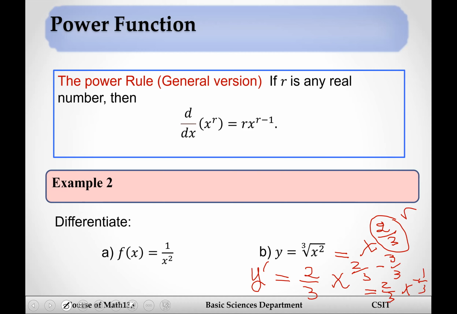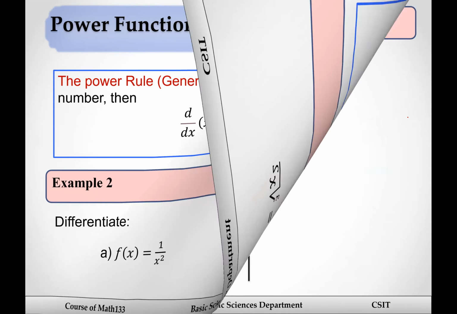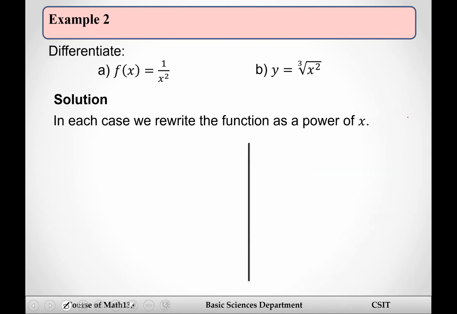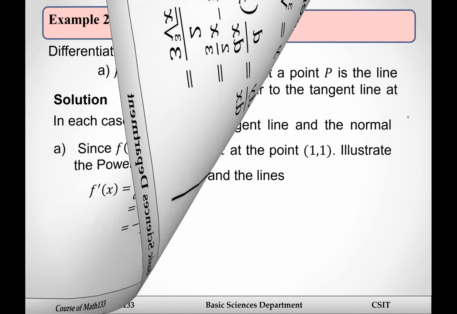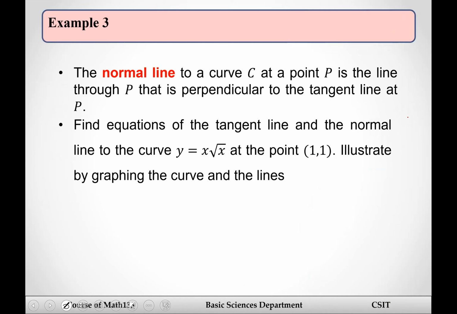You can write it with the positive power if you like. So you can write something like that, 2 over 3 x power 1 over 3, that you can write also 2 over 3 cube root of x. Okay, all of them are the same, but the writing is different. Now, we worked on these examples, so we will go to what we call the normal line to a curve.